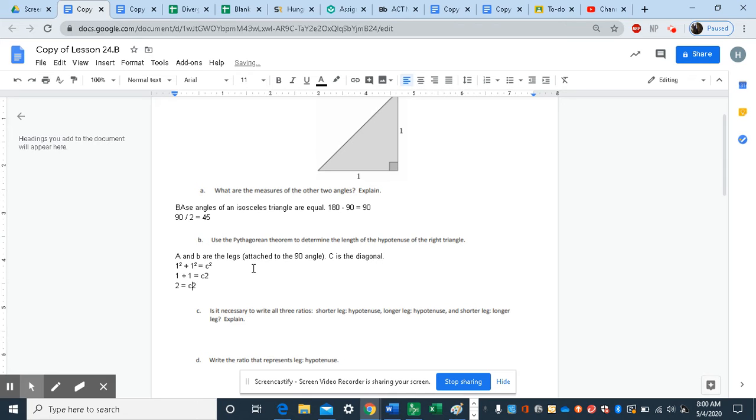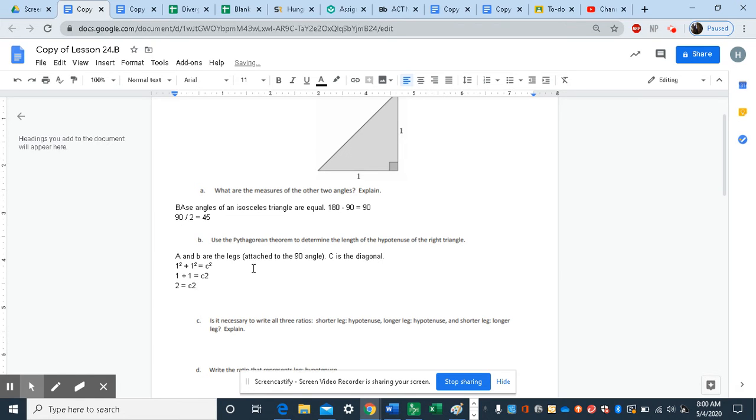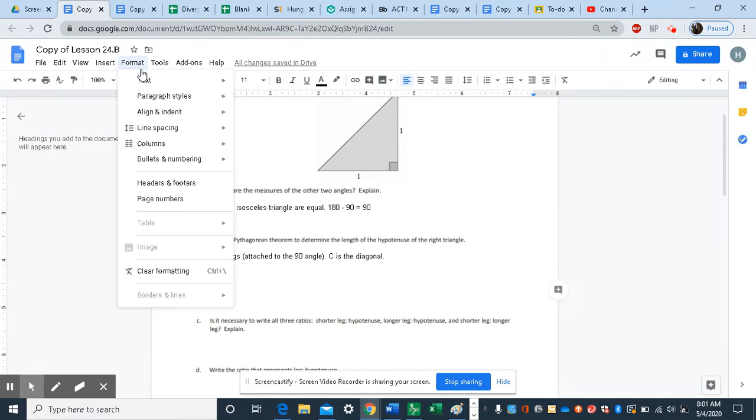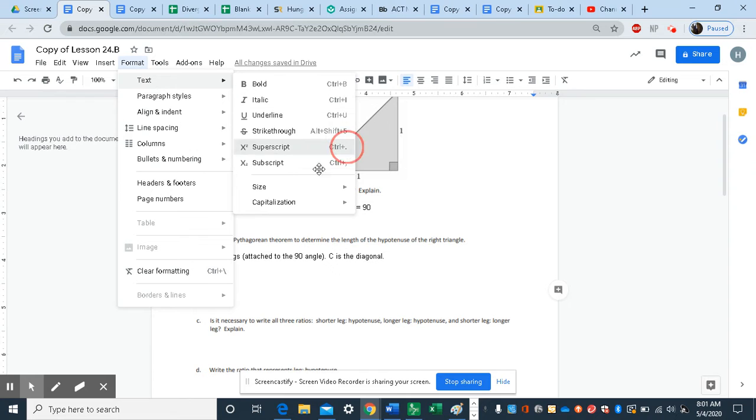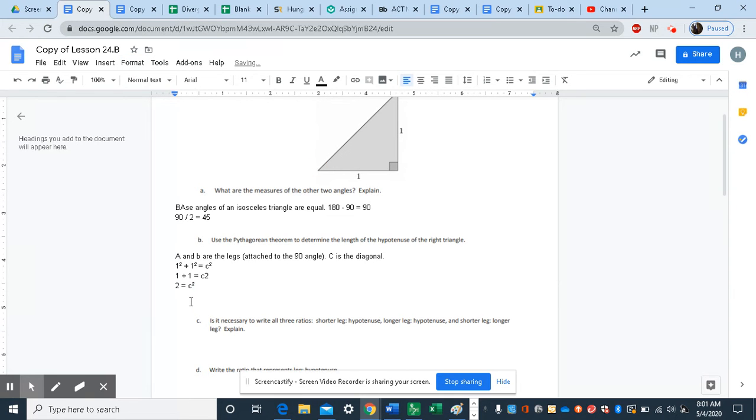So now, in order to find how much c is equal to, we need to take the square root of both. Because the opposite of squaring a number is to take the square root of a number. So that means we need to take the square root of both sides.